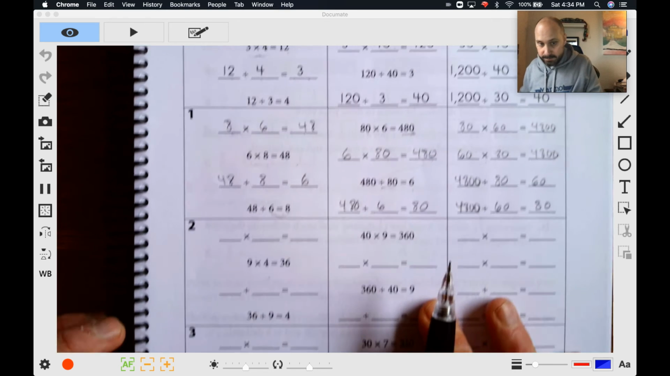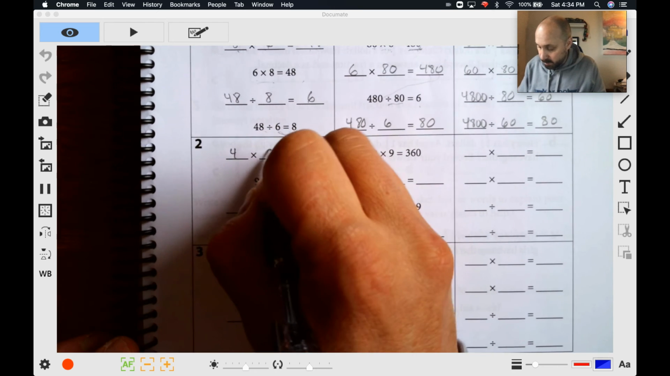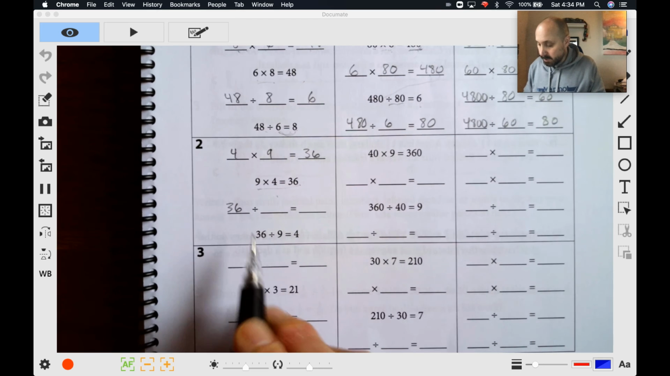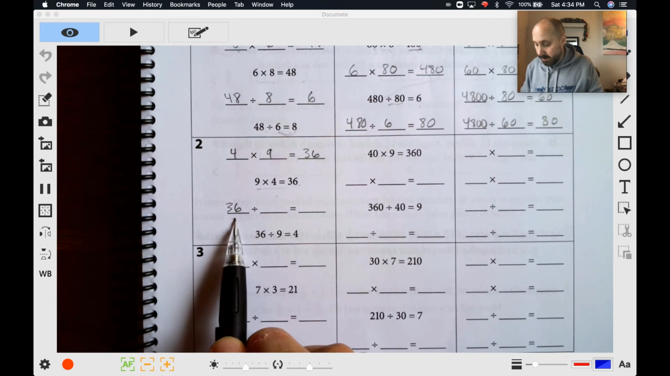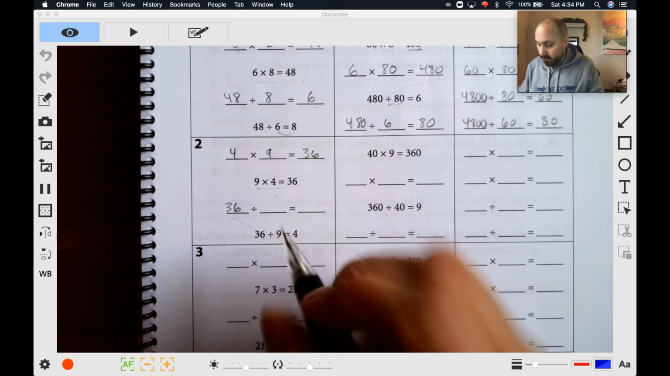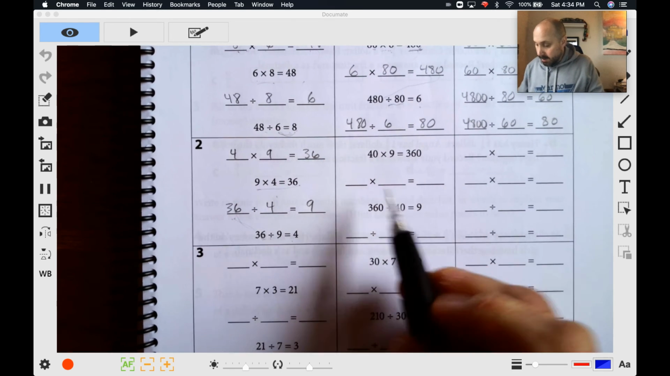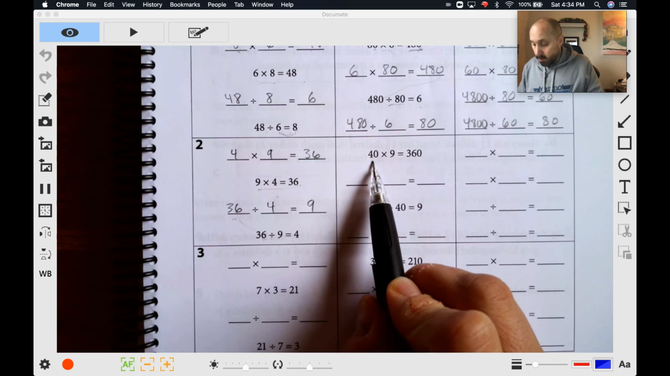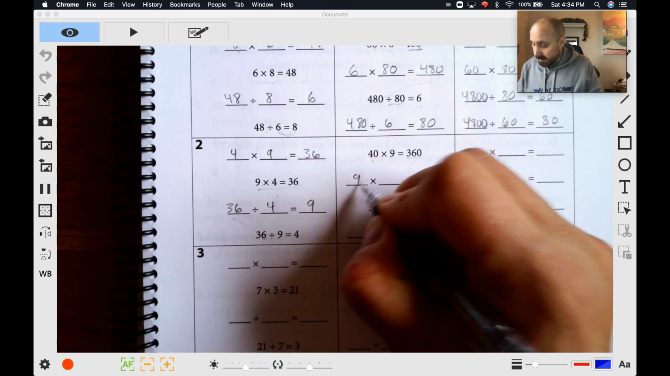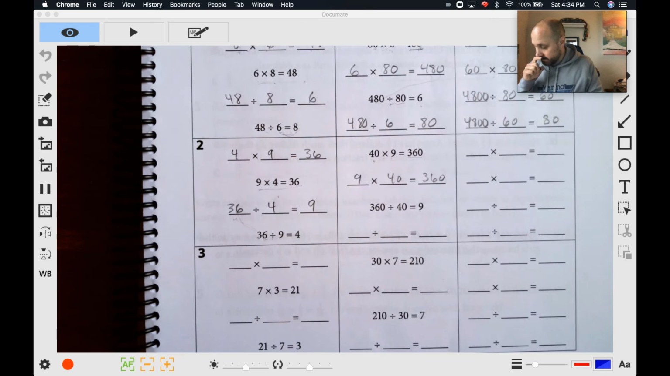Number 2, they're giving us 9 times 4 equals 36, so we're going to do 4 times 9 equals 36. And the answer, the product, always starts us off in the last two. And they said 36 divided by 9 equals 4, so we're going to do 36 divided by 4 equals 9. They changed the 4 into a 40. And they said 40 times 9 equals 360, so we're going to say 9 times 40 equals 360.